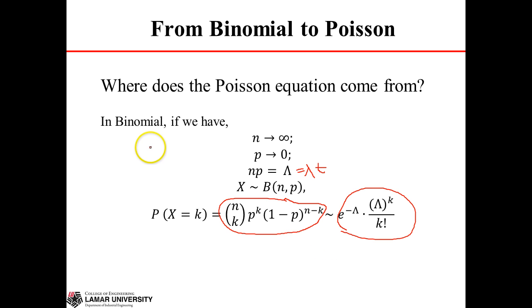This is the formula for the Poisson distribution. So you can treat the Poisson distribution as an infinite number of Bernoulli trials with small probability, while the product n multiplied by p is kept as a constant.